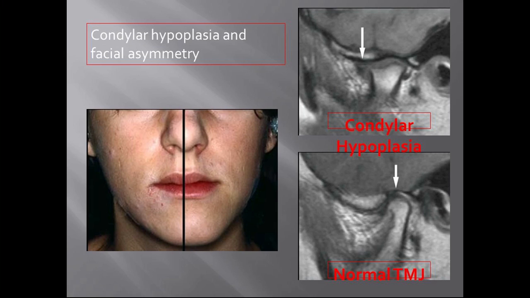Clinical features: in the unilateral type, on the affected side there is elongation of the body of the mandible and a flat appearance of the face. The mandible shifts towards the affected side on opening. Eruption may be delayed in case of hypoplasia of the condyle.